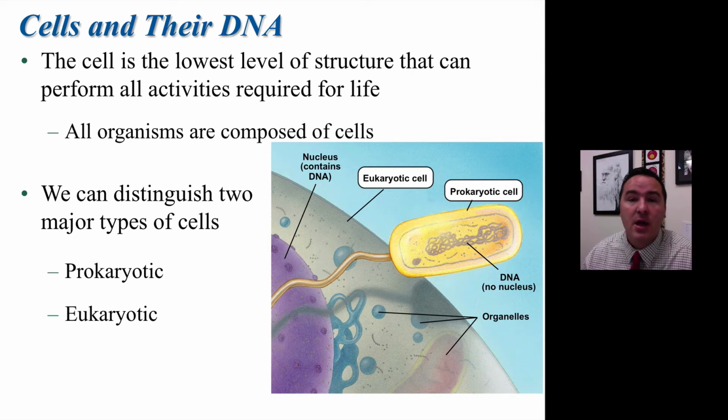One major theme is cells and their DNA. There are two main types of cells on this planet: eukaryotic cells and prokaryotic cells. Eukaryotic cells are generally much larger. They have a nucleus that houses the DNA, and they also have lots of organelles that perform different functions. Prokaryotic cells, on the other hand, are usually much smaller. They do not have a nucleus, but they do have DNA.